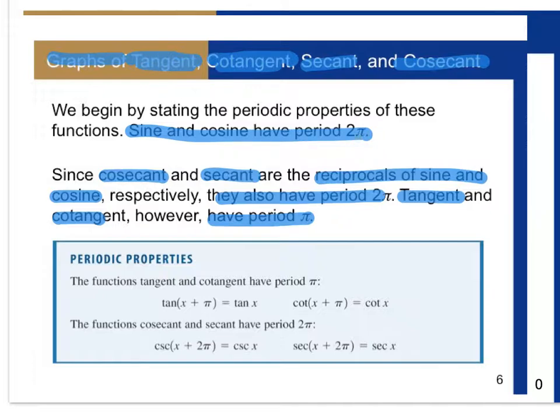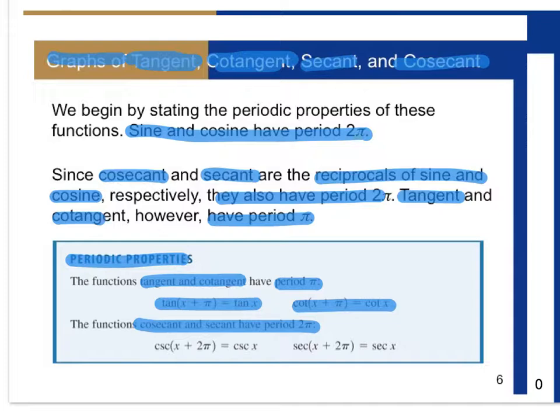So the periodic properties: tangent and cotangent have period pi, which means tangent of x plus pi equals tangent of x. It doesn't change when you add pi to your input. And cotangent of x plus pi equals cotangent of x. And then just like sine and cosine, cosecant and secant have period 2 pi. So cosecant of x plus 2 pi is cosecant of x, and secant of x plus 2 pi is secant of x.